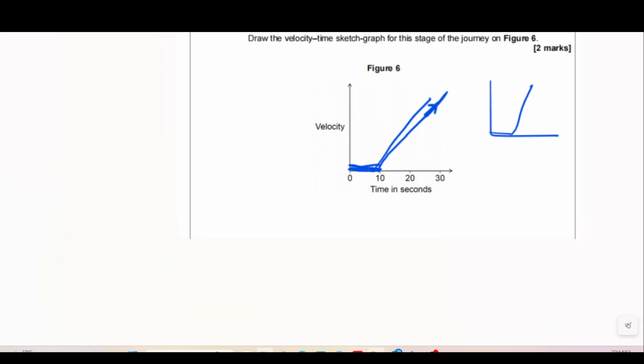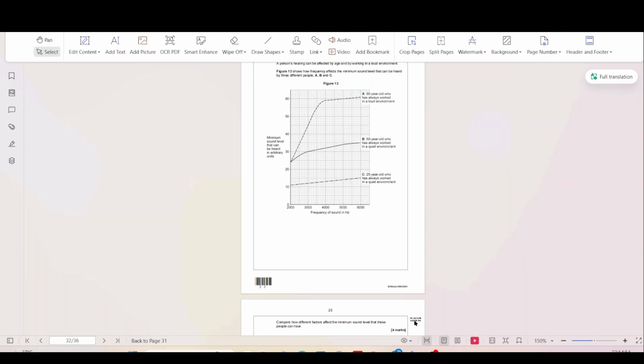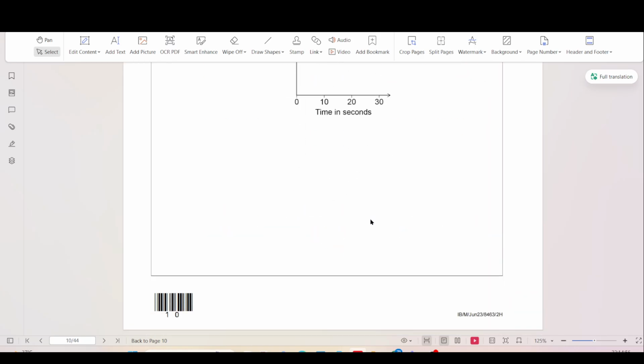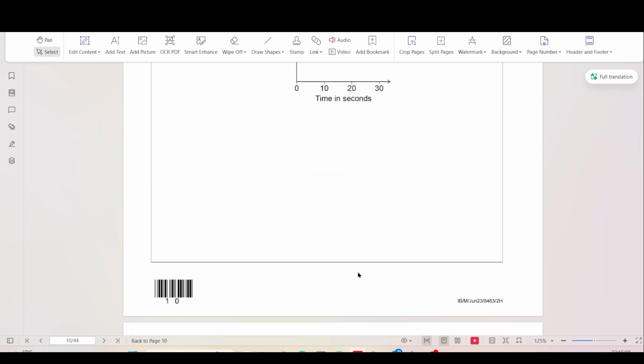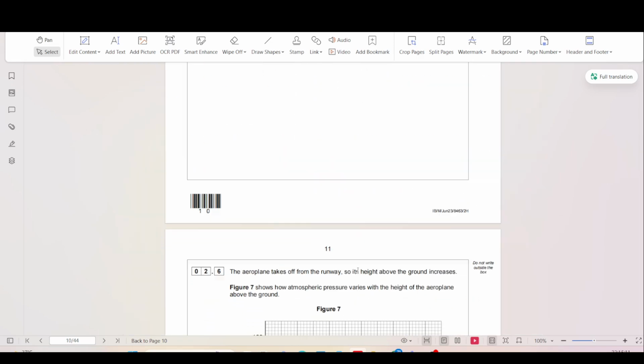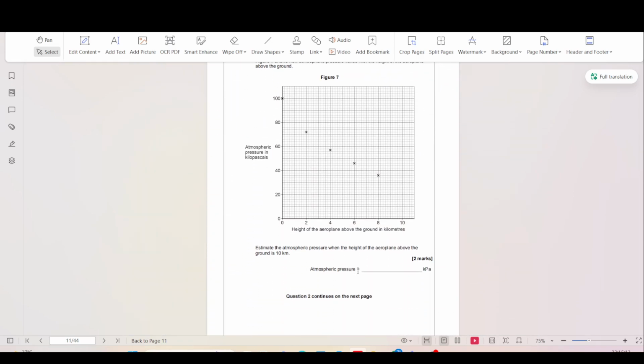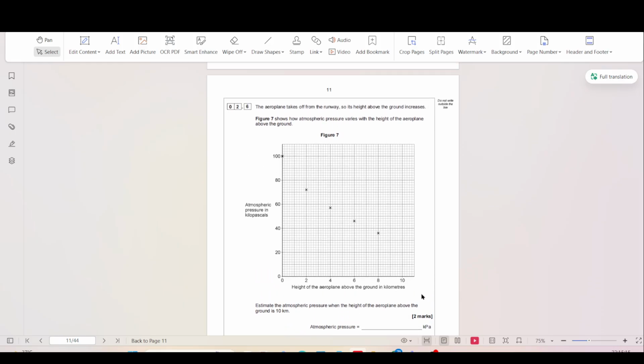2.6 The airplane takes off from the runway, so its height above the ground increases. The graph shows how the atmospheric pressure varies with the height of the airplane above the ground. Estimate the atmospheric pressure when the height of the airplane above the ground is 10 kilometers. So at 10, you have to do a line of best fit, I think.